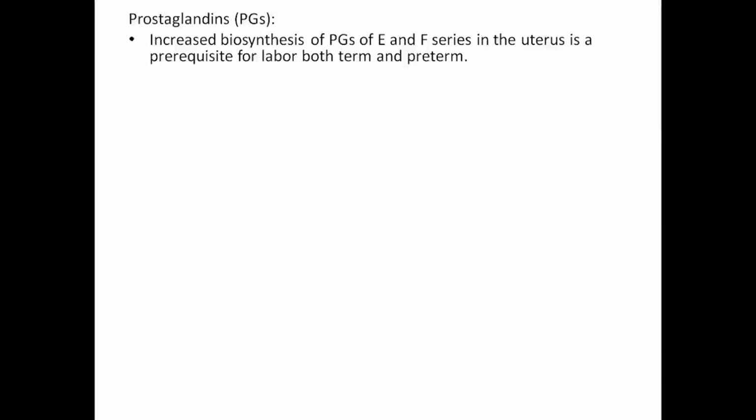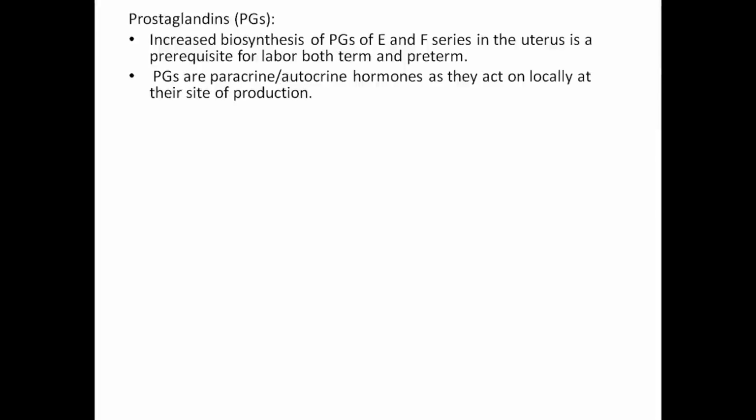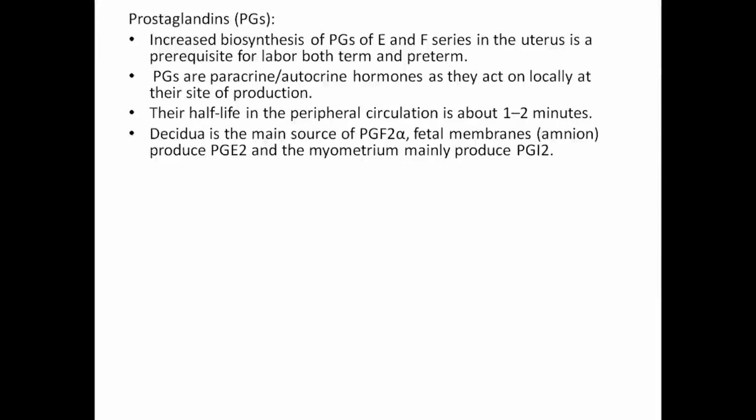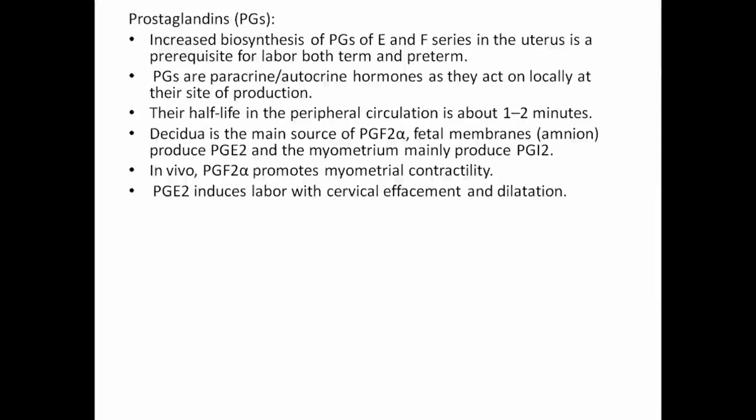Prostaglandins: increasing biosynthesis of PGs of E and F series in the uterus is a prerequisite for labor, both term and preterm. PGs are paracrine and autocrine hormones, as they act locally at the site of production. The half-life in peripheral circulation is about 1 to 2 minutes. Decidua is the main source of PGF2 alpha. Fetal membrane amnion produces PGE2, and myometrium mainly produces PGE1. In vivo, PGF2 alpha promotes myometrial contractility. PGE2 induces labor with cervical effacement and dilatation.